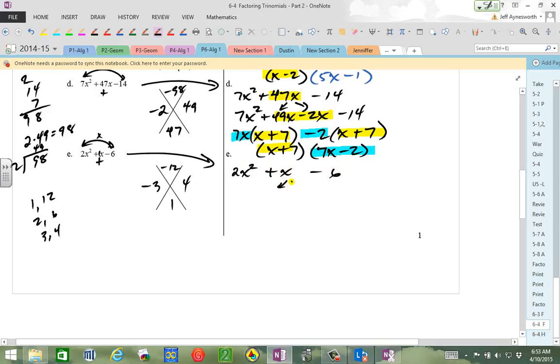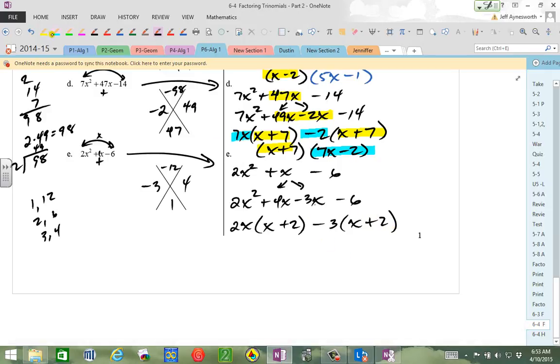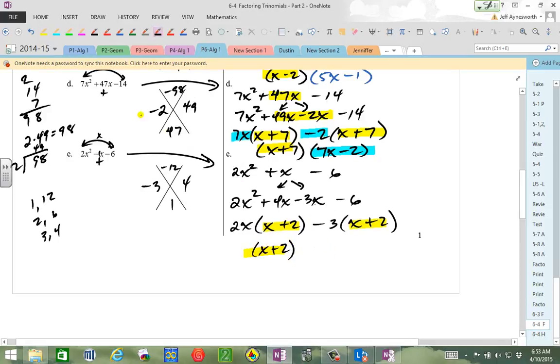Splitting the middle term looks like this. 2x squared. I'm going to write the 4 first because I see a common factor between the 2 and the 4. And then minus 3x. 4x minus 3x is x. And then the minus 6. Out of the first group, I see a 2x in common. Out of the second group here, I see a negative 3 in common. Remember, the binomials are always going to be the same, and you check by distributing back through. Start off with a common binomial, x plus 2. Multiply by the remaining terms, 2x minus 3.